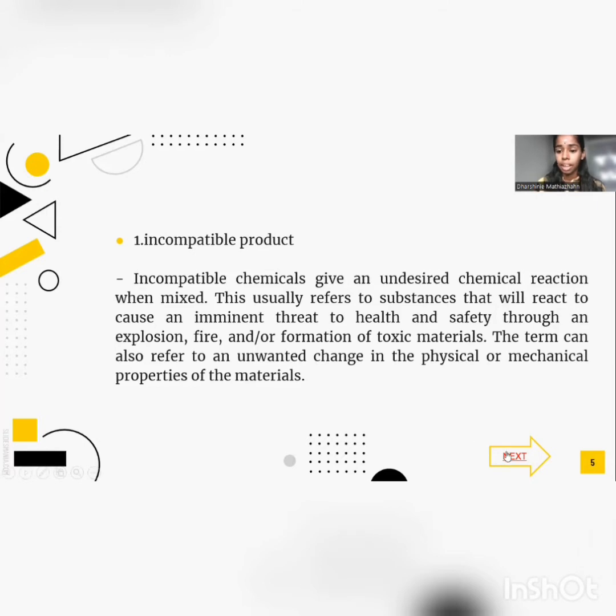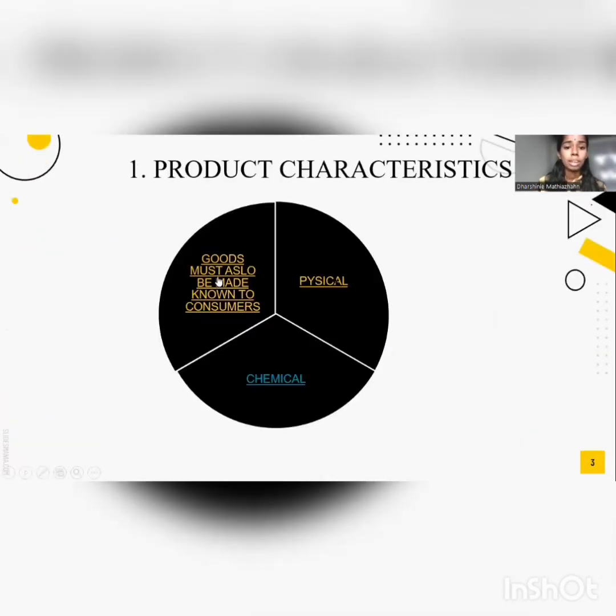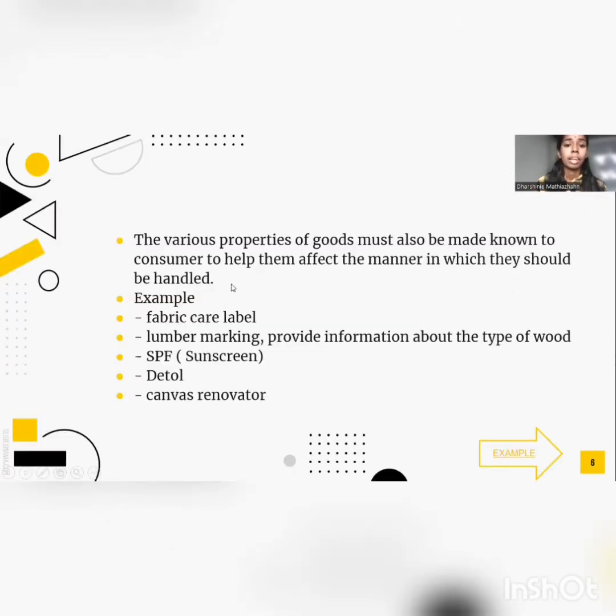The third one is that goods must also be made known to the consumers. There are a variety of properties of goods that must also be made known to the consumer to help them know the manner in which they should be handled. For example, there are five: fabric care label, lumber marking, SPF, which means sunscreen, Dettol, and canvas remover.